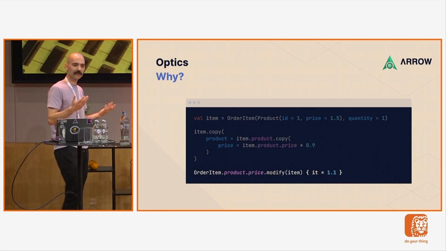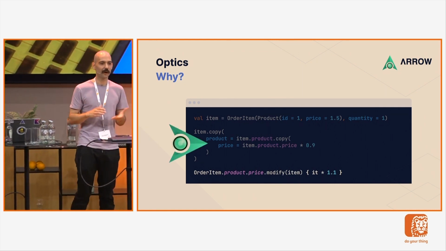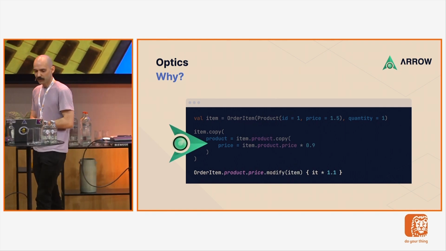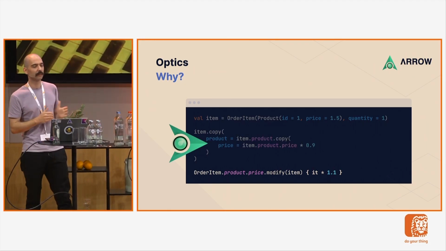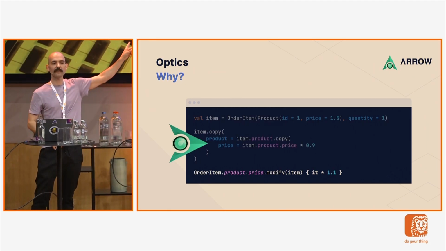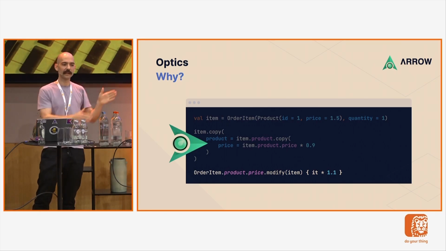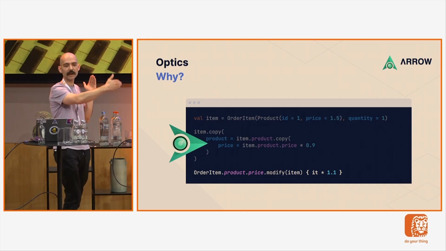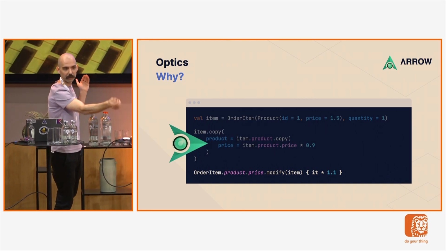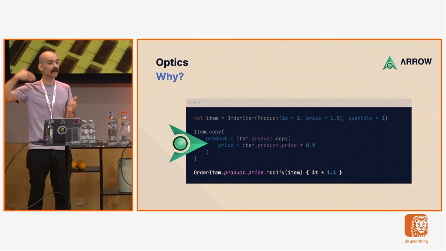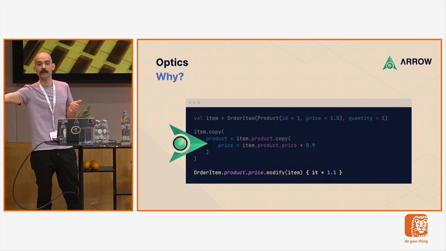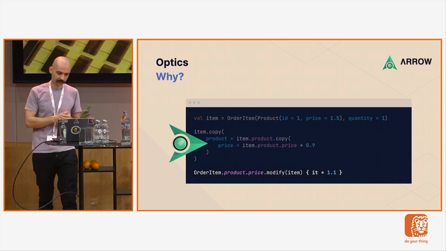And Arrow Optics also has a DSL to solve the callback hell. So here we define a path, and the path says that we go from the order item into the product, and from the product into the price, and then we use that path to modify a value given a function, right? And that gives us back an order item with the discounted price.